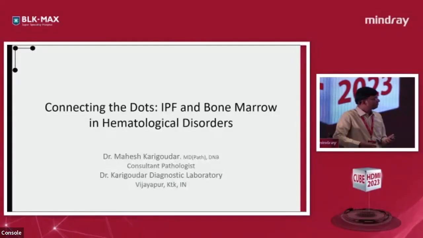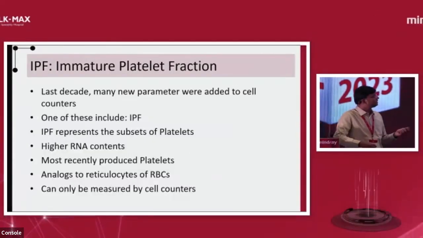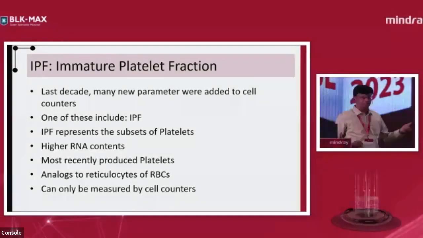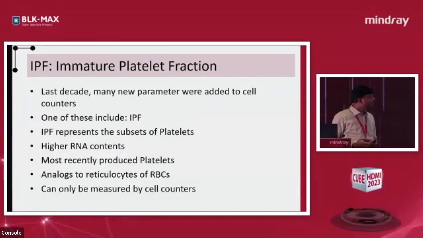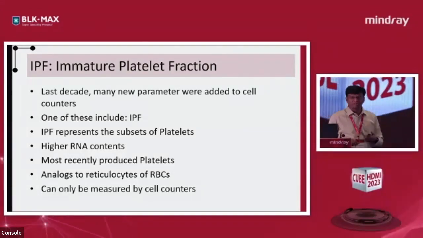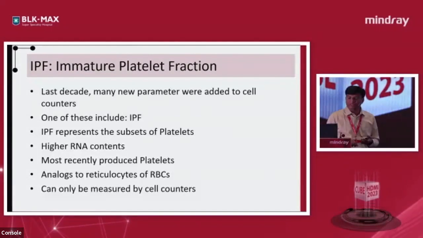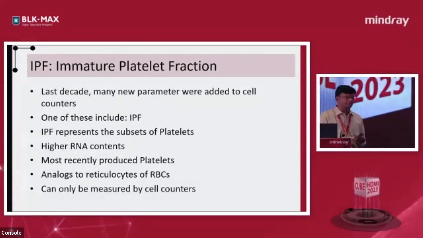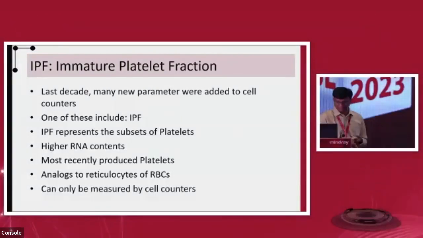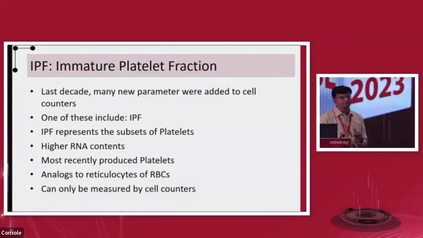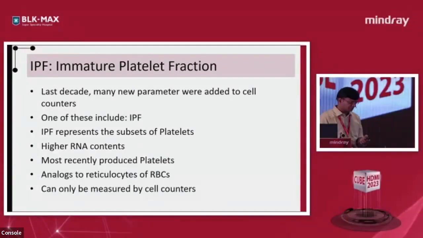Coming to the immature platelet fraction, we know that it was introduced 1 or 2 decades ago, and IPF represents a subset of platelets. It's early platelets which have a high RNA content, and they represent the most recently released platelets from the bone marrow into the peripheral blood. They are analogous to the reticulocytes of RBCs, and can only be measured by cell counters.